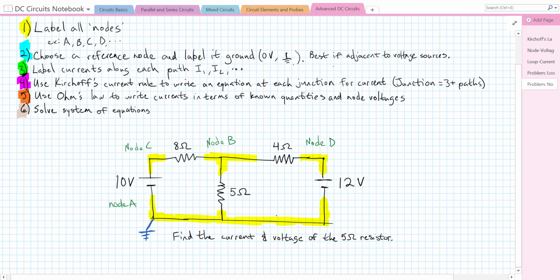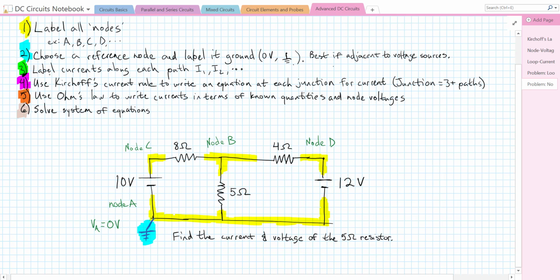I'm going to choose node A to be ground because it's connected to 1, 2, 3 elements. And it's also connected to the resistor that we're trying to find. We're actually going to be trying to find the current and the voltage across that 5 ohm resistor. So this is going to be our ground. I'm going to label it blue to match it up with our instructions. The voltage of the ground is set to be 0 volts. So V of A, or VA, is equal to 0 volts. That's the potential at node A of this entire thing.